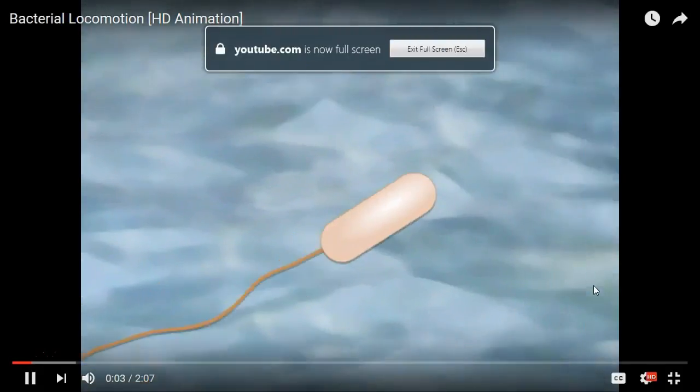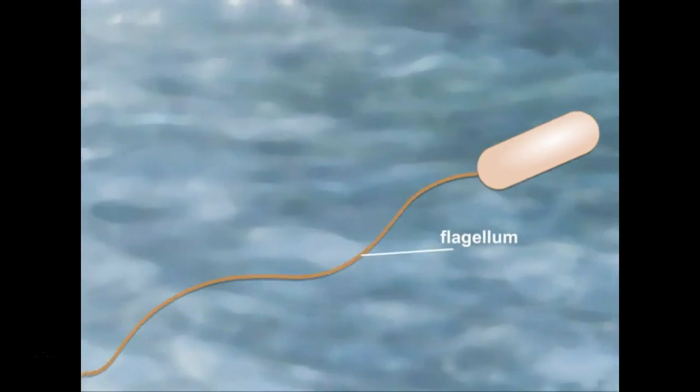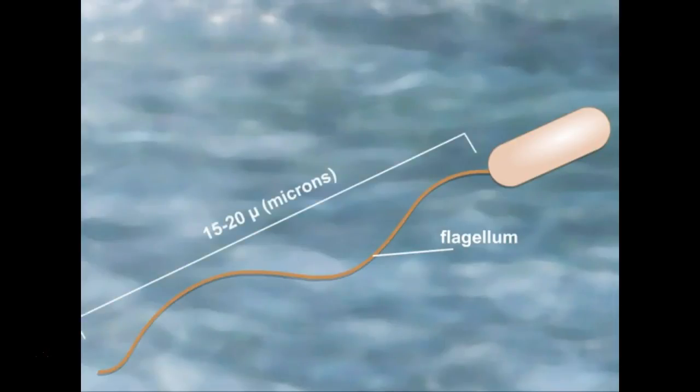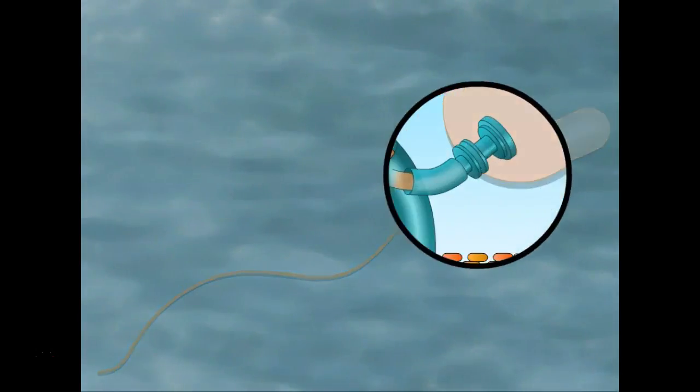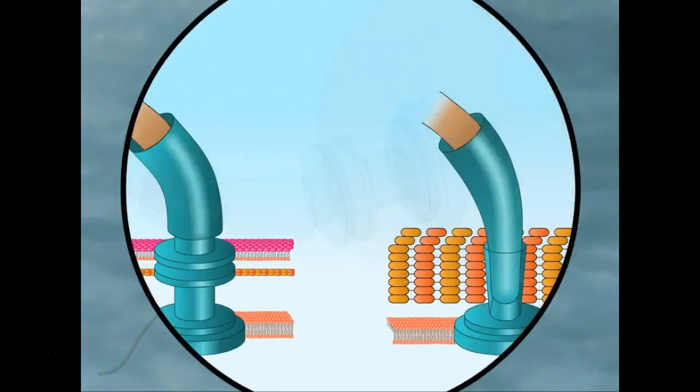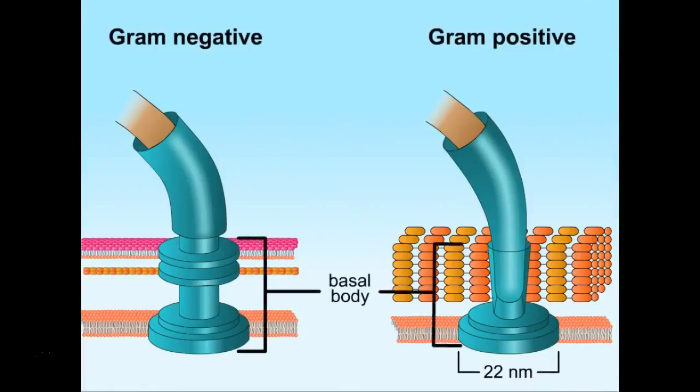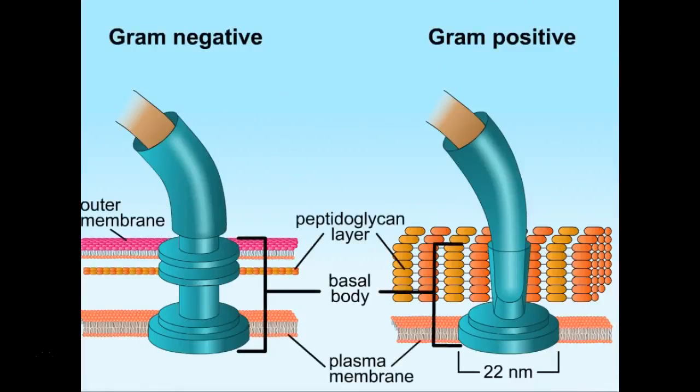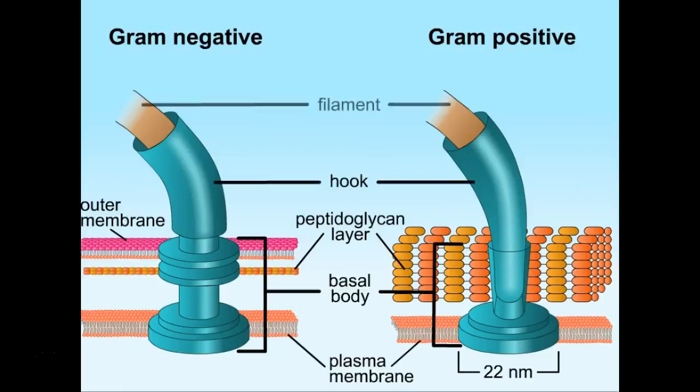Most motile bacteria move by means of flagella. A flagellum is a slender structure about 15 to 20 microns long and about 20 nanometers wide. A typical rod-shaped bacterial cell is 2 to 3 microns in length. The bacterial flagellum is composed of 3 parts: the basal body, which is embedded in the cell membrane and wall, a short curved segment called the hook, and the portion that extends out from the cell called the filament.